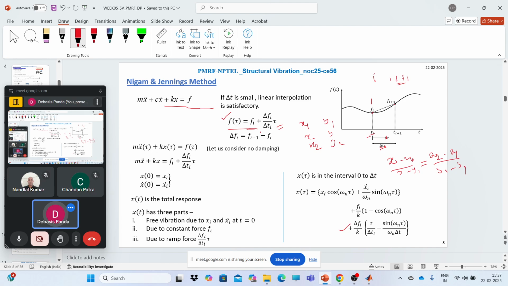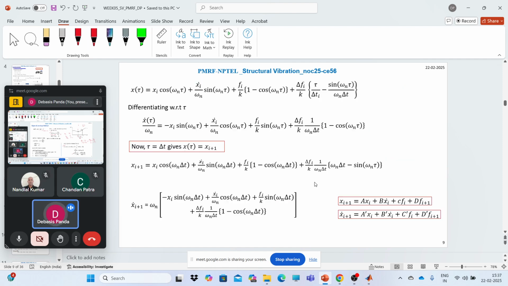And from here we have derived the response at any time instant between 0 to del t. We differentiate this equation, we get the velocity at different time instants, and we simplify the equation to get the iterative solution at i plus 1, then the next iteration i plus 1 plus 1, then the next iteration, and the next iteration, and so on.